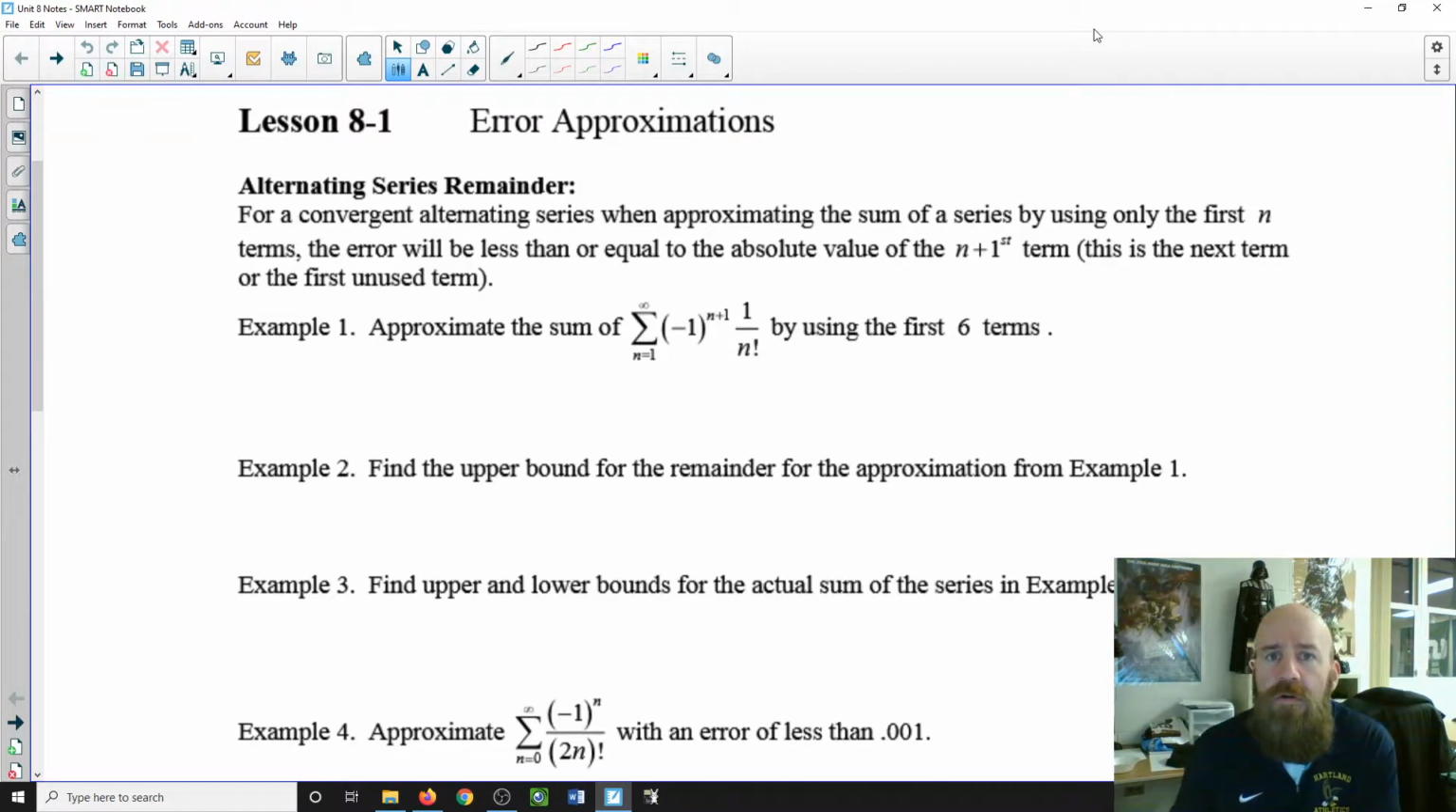So I talked about when we created power series, Taylor series, Maclaurin, anything like that, it's just an approximation. So what we're trying to find is the possible errors that are created.